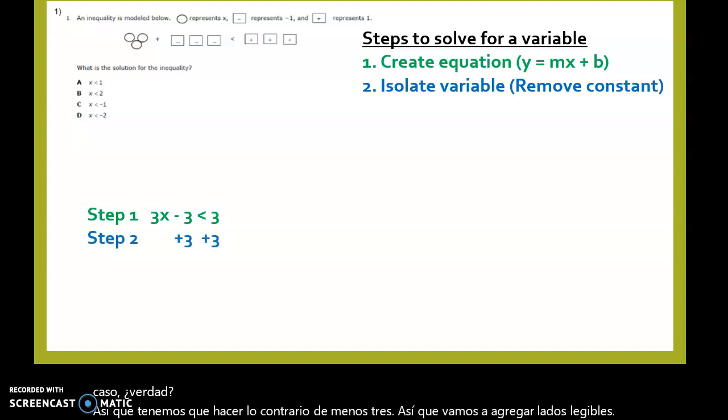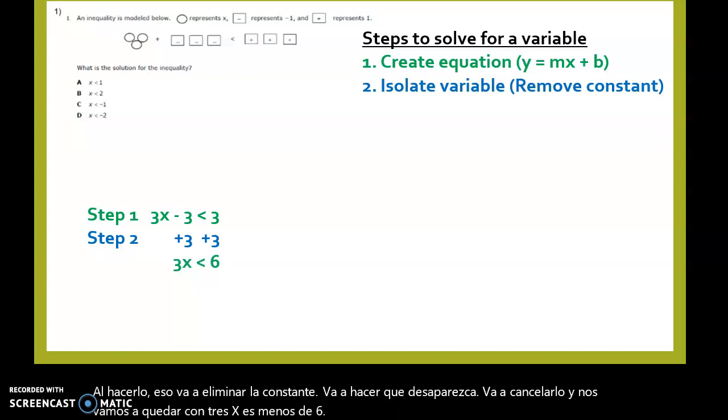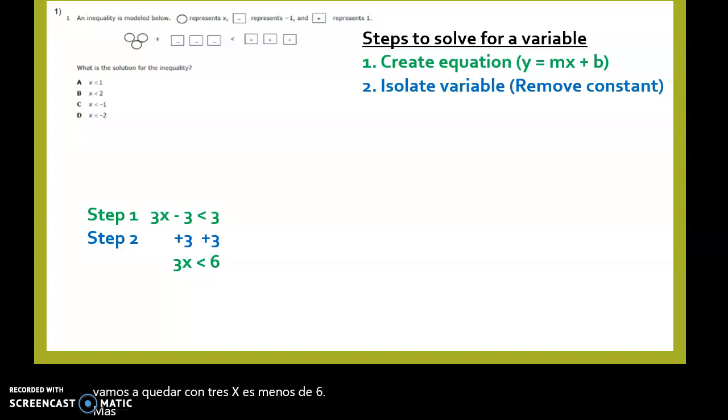In doing so, that's going to remove the constant. It's going to make it disappear. It's going to cancel it out. And we're going to be left with 3x is less than 6. Plus 3 minus 3 goes out to 0.